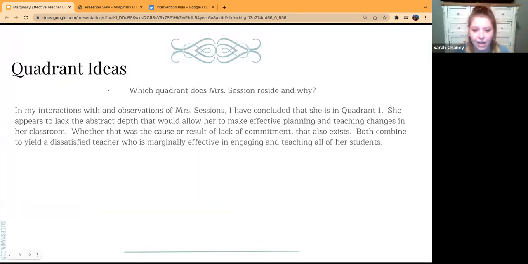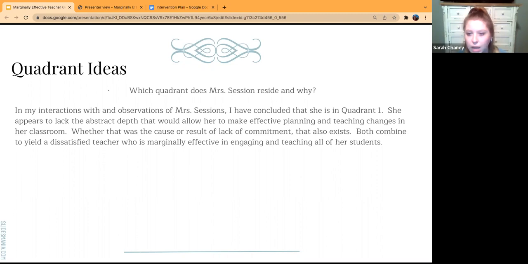So in interactions and observations of Mrs. Session, we have concluded that she's quadrant 1. She appears to have a lack of abstract depth that would allow her to make effective planning and teaching changes in her classroom, whether that was the cause of lack of commitment or the combination that yields a dissatisfied teacher who is marginally effective in engaging and teaching all of the students.